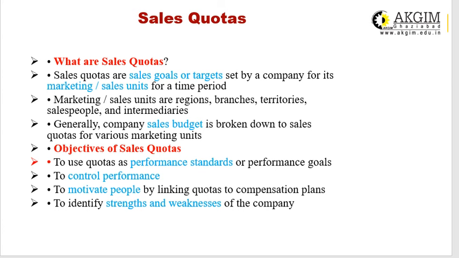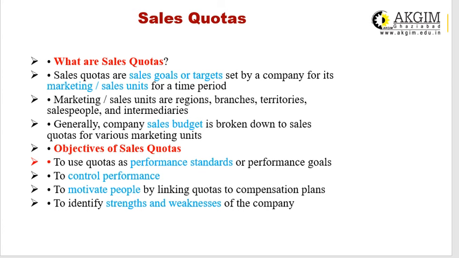The marketing or sales units are regions. It can be branches. It can be territories. So these are the various types of sales quotas that are set. Generally, the company sales budget is broken down to sales quotas for various marketing units. Now, what is actually the object of setting sales quota for the salesperson?